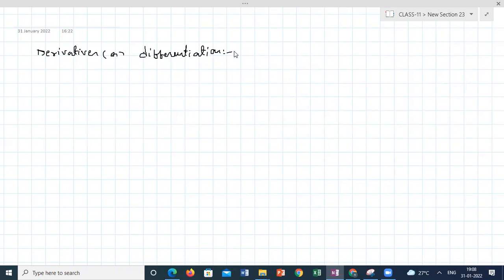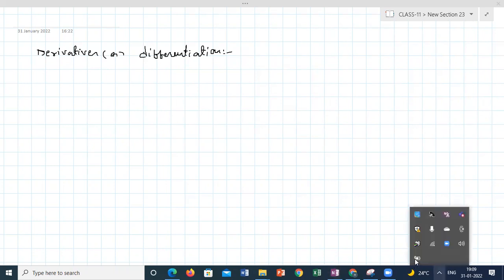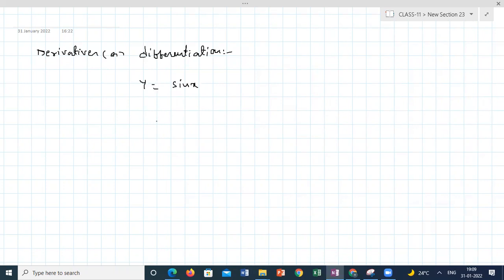What is the meaning of dependent variable and independent variable, students? What is meant by dependent variable and independent variable? Suppose I am writing y is equal to sin x. What is the meaning of dependent variable and independent variable here?